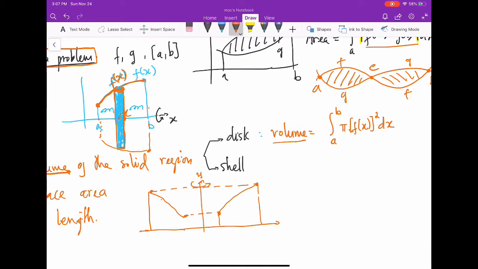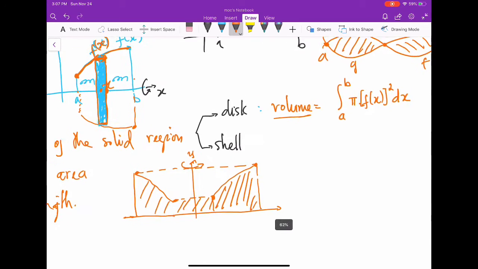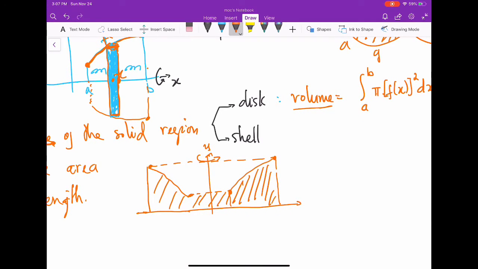So my region looks like this. My solid region looks like this. You see, in order to find the volume of this guy, sometimes we cannot use the disk method. And most of the time, we cannot use the disk method. We need to use the shell method. Okay, how does the shell method work?